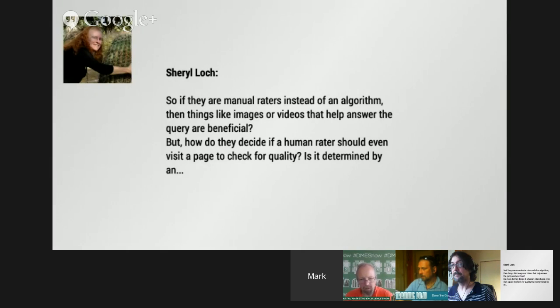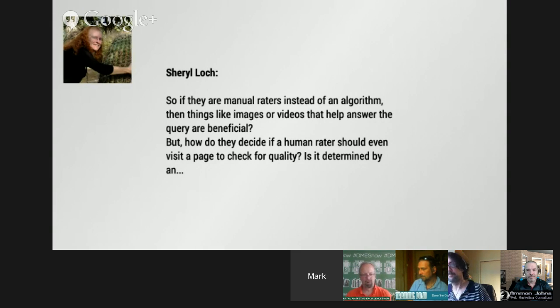I think Cheryl's question here is important because it reflects a misunderstanding that some other people may have about what we're talking about with the manual raters. She's saying, if they're manual raters instead of an algorithm, then things like images or videos might be beneficial. I think she's misunderstanding that the raters actually affect the search results, and they don't. Can we explain again what these manual raters actually do?